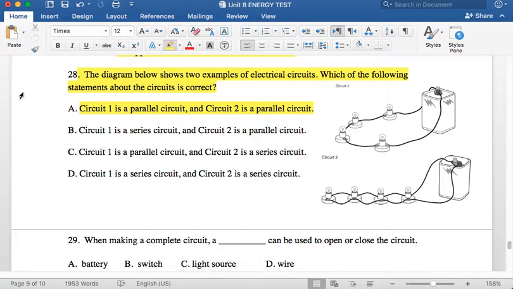A. Circuit 1 is a parallel circuit and circuit 2 is a parallel circuit, so both are parallel. B. Circuit 1 is a series circuit and circuit 2 is a parallel circuit. C. Circuit 1 is a parallel circuit and circuit 2 is a series circuit. Or D. Circuit 1 is a series circuit and circuit 2 is also a series circuit, so both would be a series. So you're comparing and contrasting.